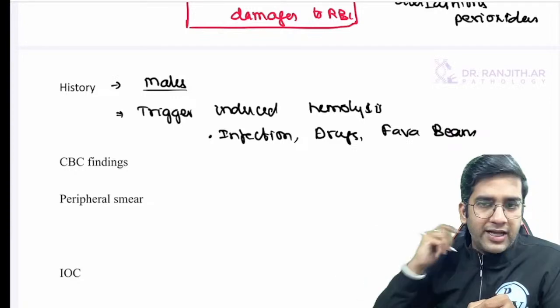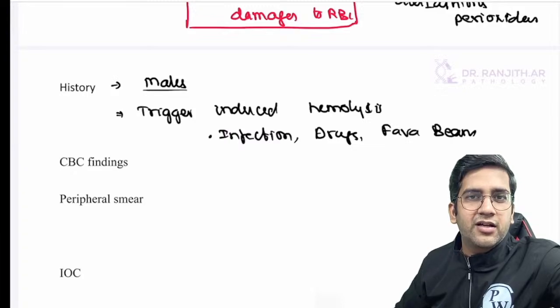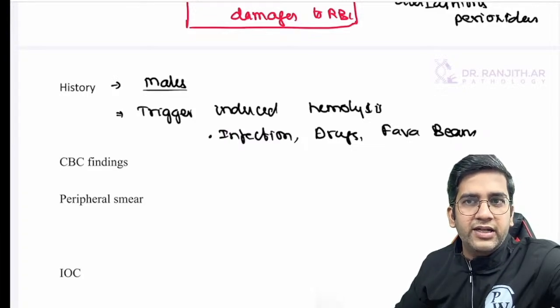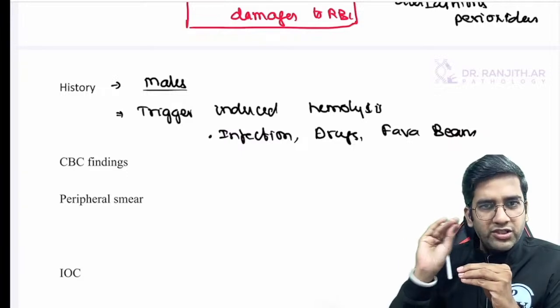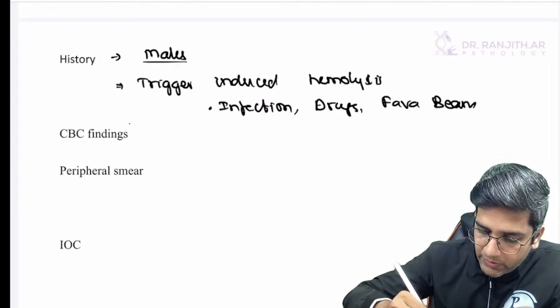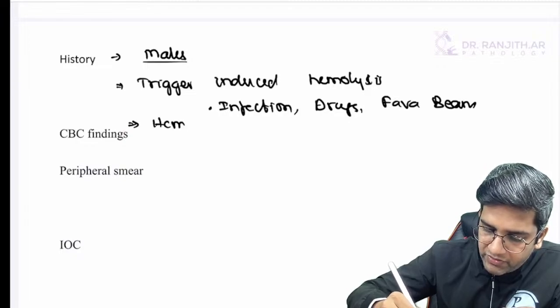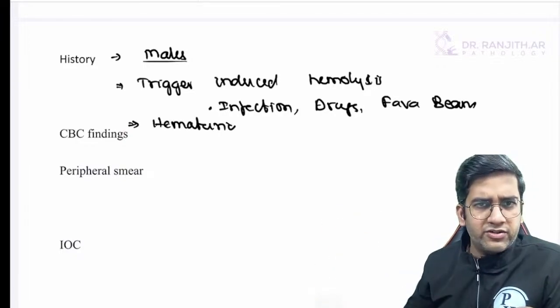You can write that. Again, I'm just writing a word. You can definitely have an extra 2 or 3 sentences written for everything, right? It's just a word for now, fine? So it's a trigger-induced hemolysis. The triggers are infection, drugs, or fava beans. That's how it is, fine? Then, obviously, the patient will have hematuria. The patient might present with hematuria because it's intravascular and also extravascular, but intravascular hemolysis is there.